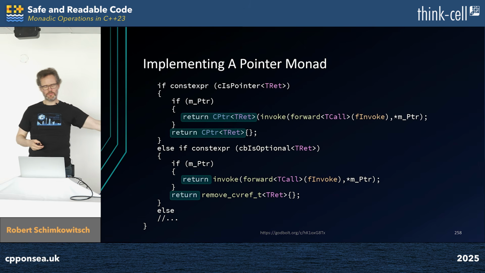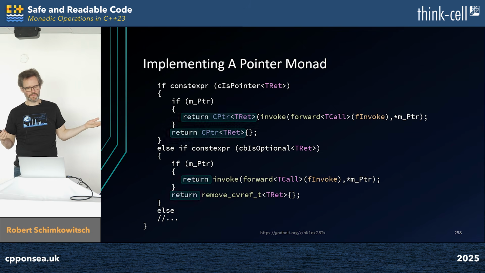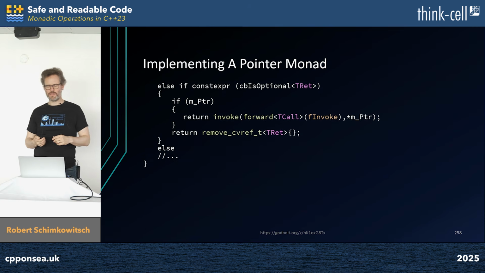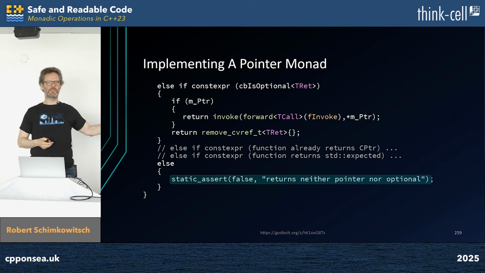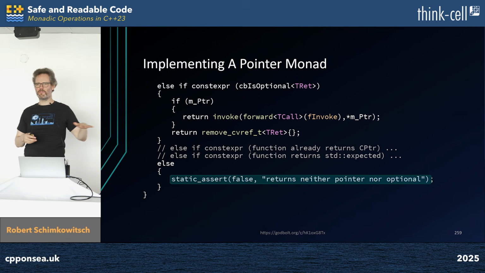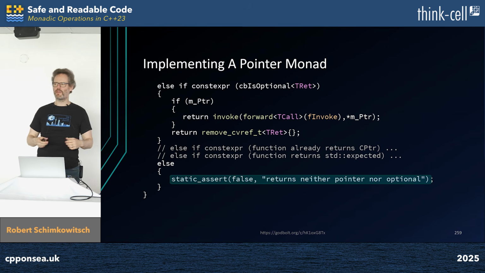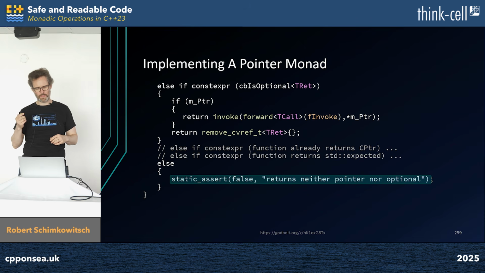Here I highlighted these differences: wrap pointers into CPtr and leave non-pointers as they are. And of course, I could consider other cases, but for now I just added a static assert, so if somebody passes me a funny looking callable, I will give them a reasonable compiler error.